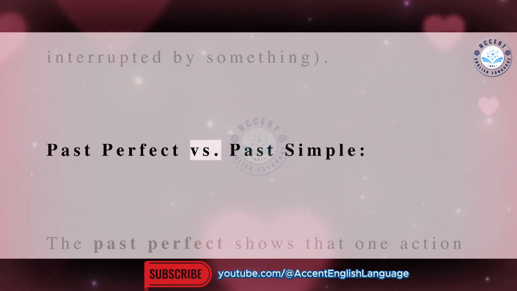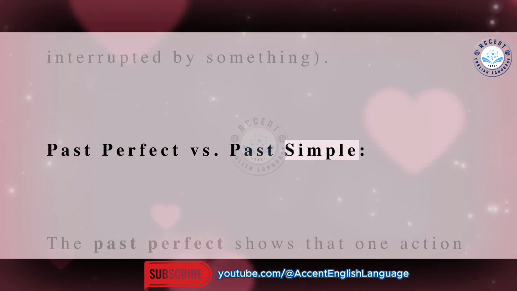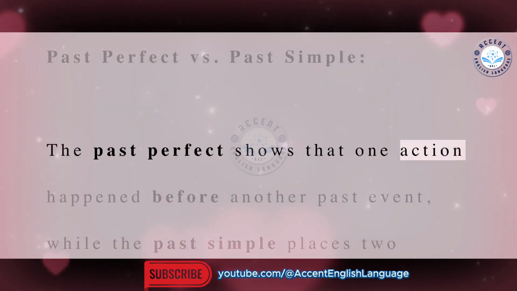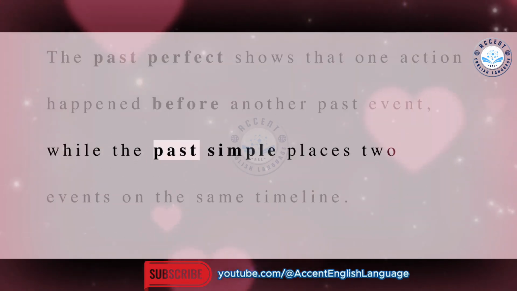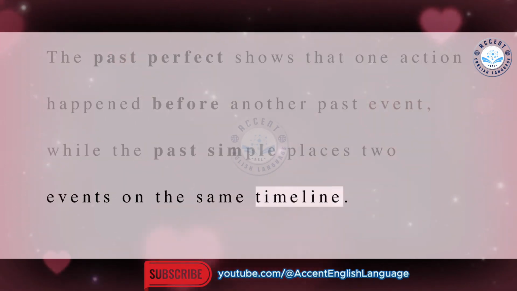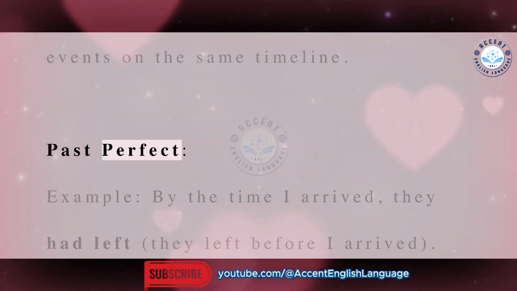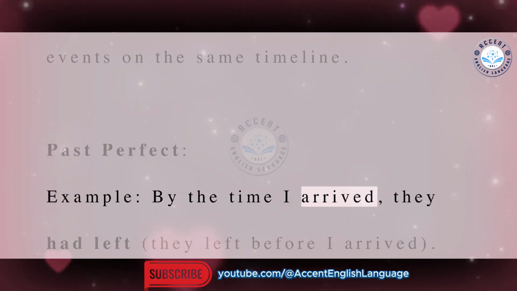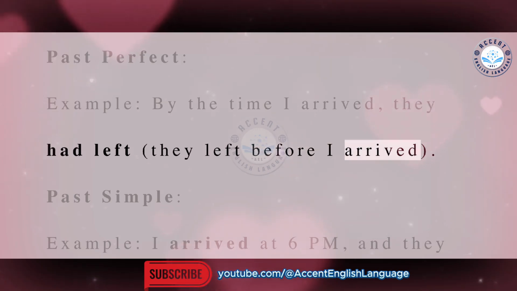Past perfect versus past simple. The past perfect shows that one action happened before another past event, while the past simple places two events on the same timeline. Past perfect. Example: by the time I arrived, they had left. They left before I arrived.